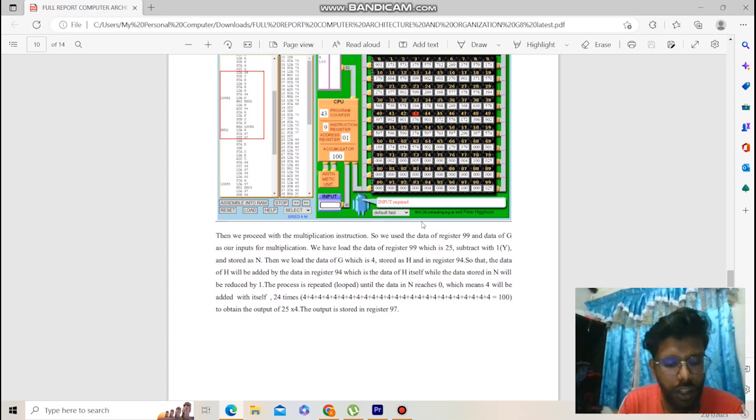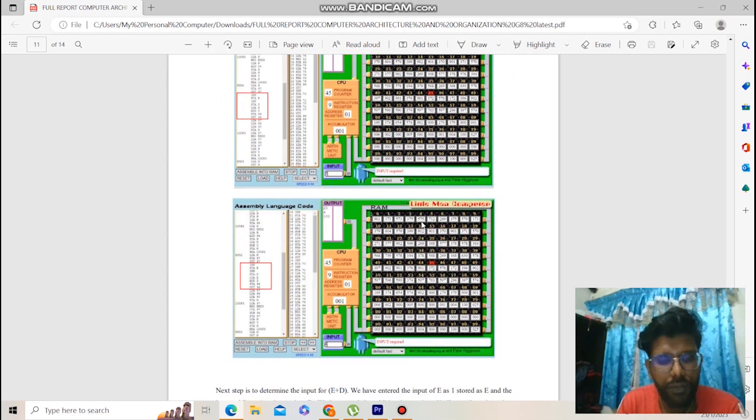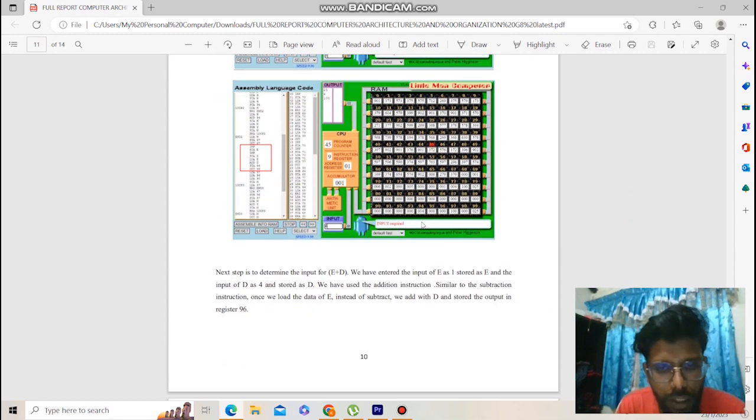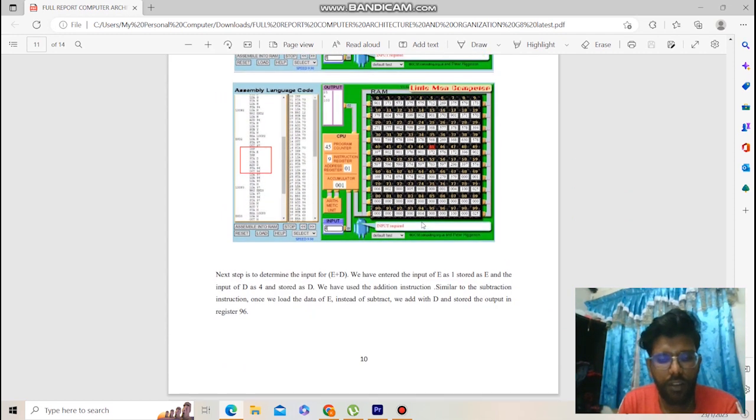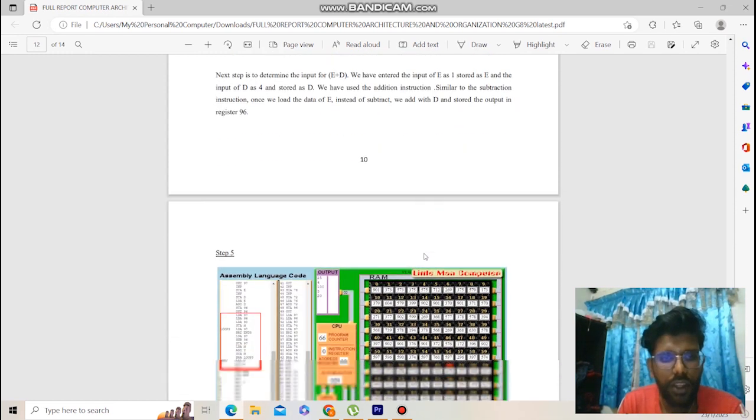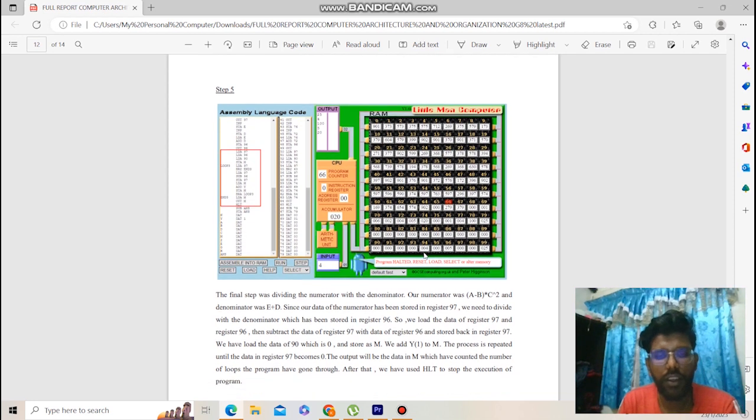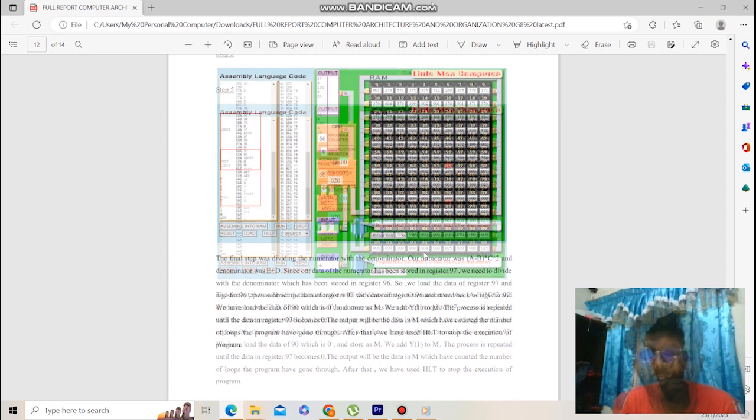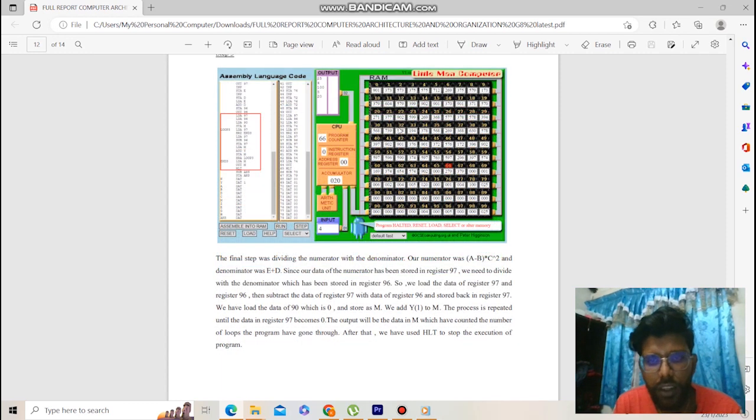Fourth is the adding. We add the value of E and D, where E equals 1 and D equals 4. Step 5 is to divide the numerator by the denominator. We should divide the value of A minus B multiplied with C by E plus D. We get the final answer by doing that.